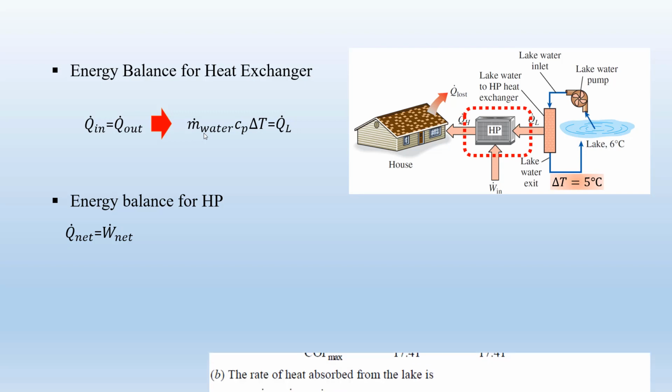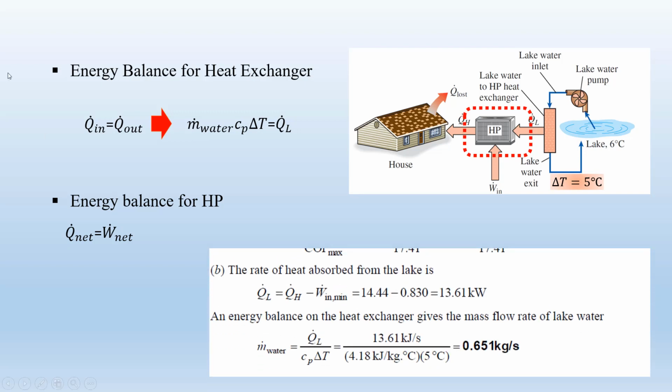Okay, guys. So look, I just substitute for the Q dot L and Q dot H into this equation, and then this is the Q dot L. So if you substitute this Q dot L into this equation, you can find the m dot for water.